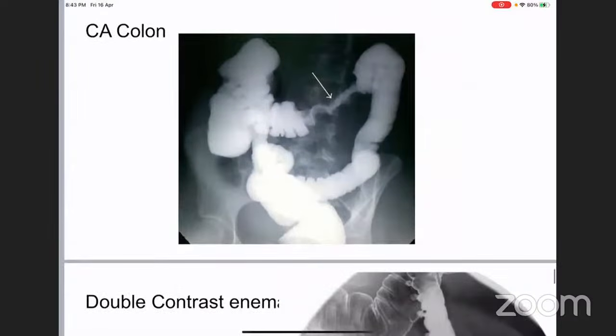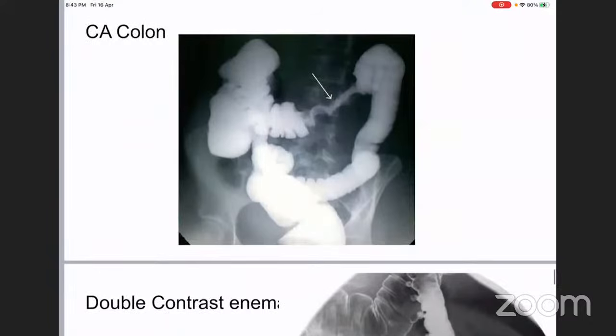So what is this sign called? Apple. Quickly, we are running out of time. We are already shooting past our cutoff. Apple core sign. Very good. It's called an apple core sign. So you have to know about the different types of growths in the left side of the colon, on the right side of the colon. How do they present? All those things.